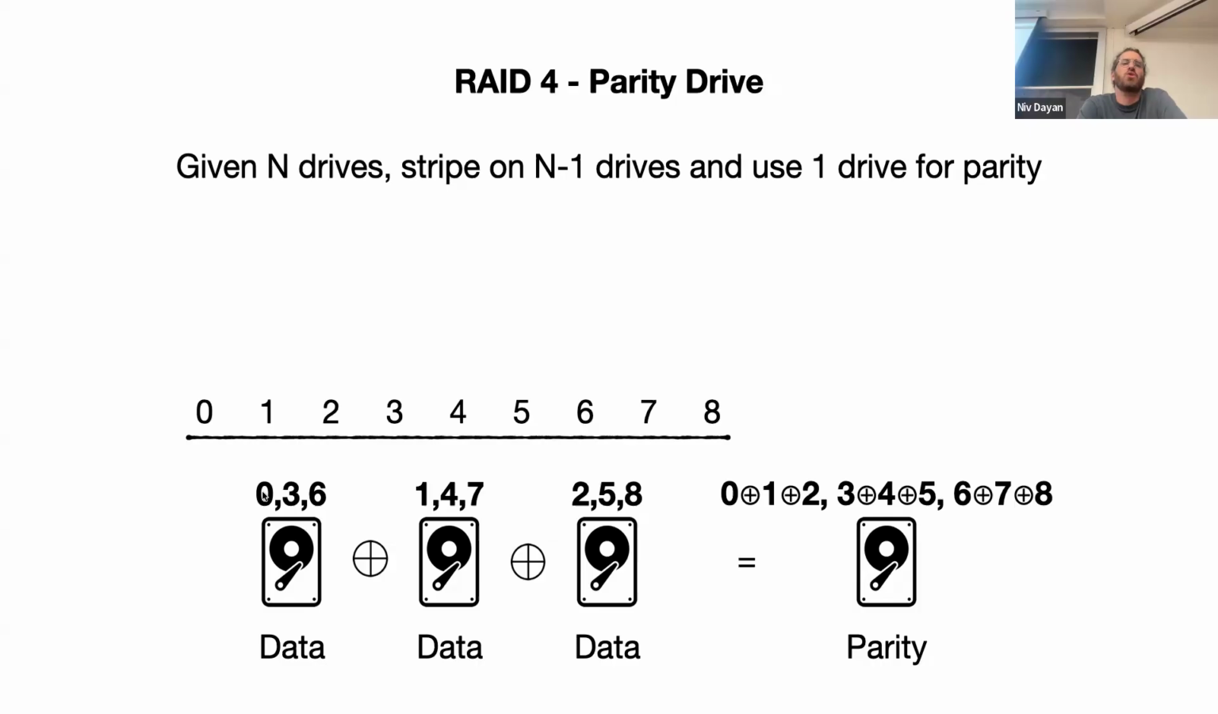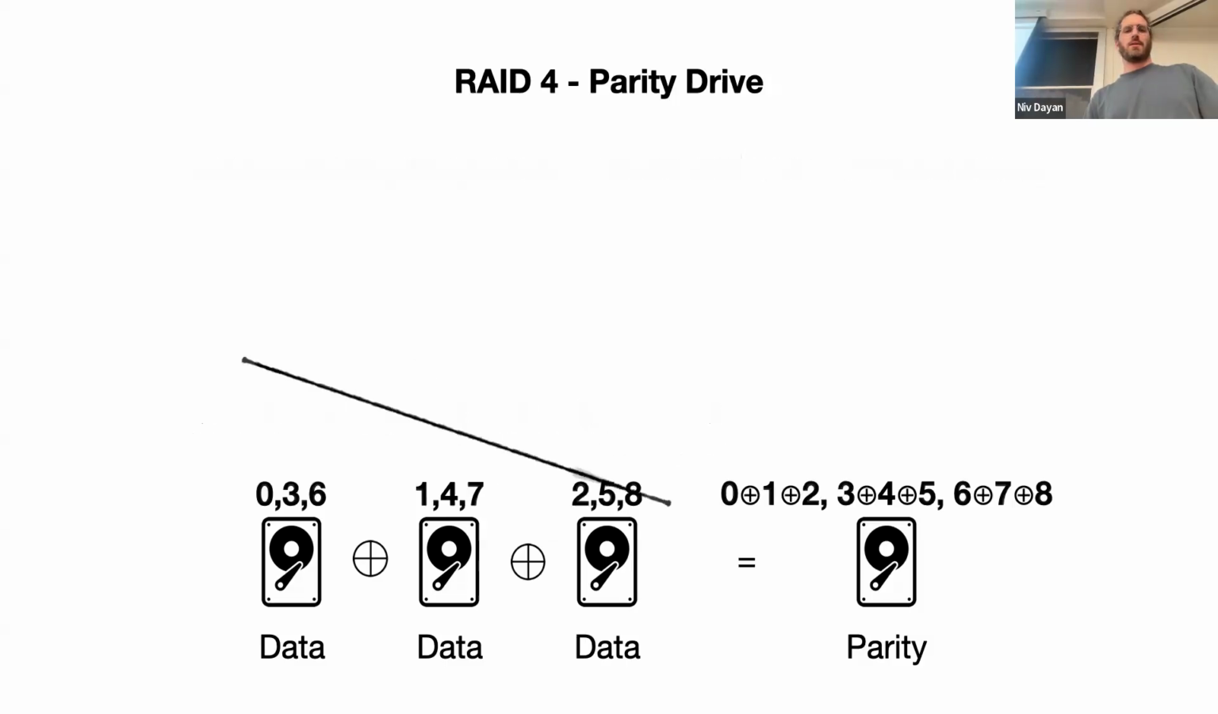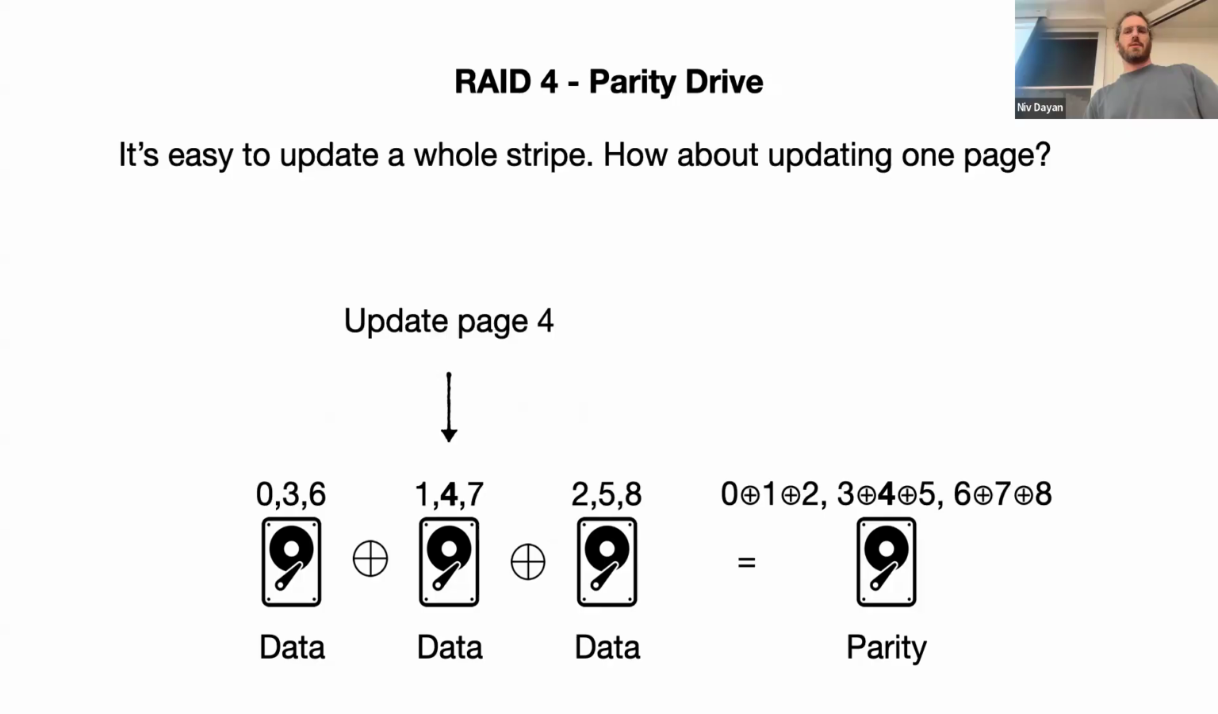Each one of these represents a page address, let's say a 4 kilobyte chunk of data. So in practice, I take 3 one-page chunks of data at a time. I XOR them, and I just store the XOR page in the parity drive. Does everybody get how this works? Okay.